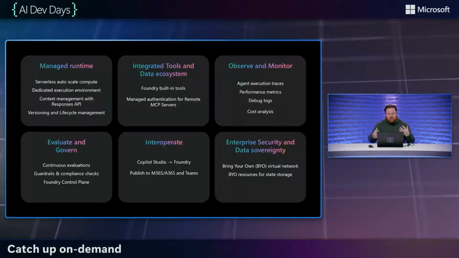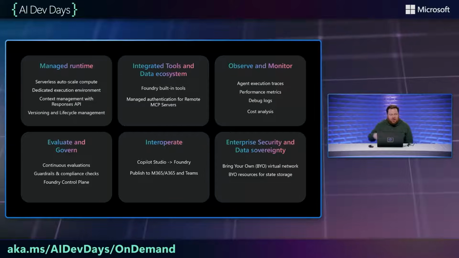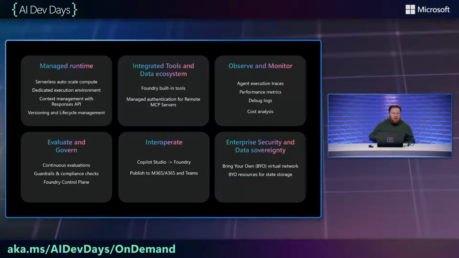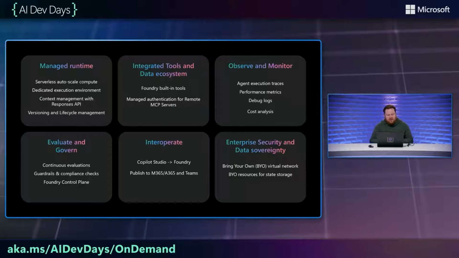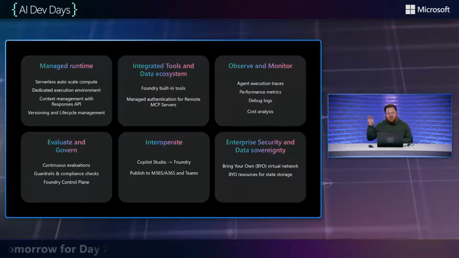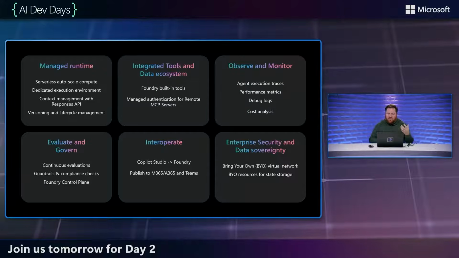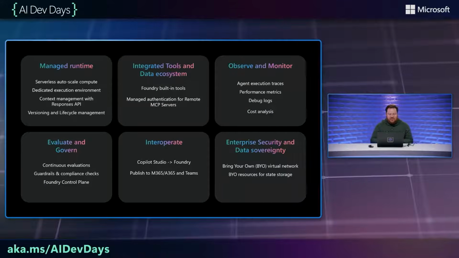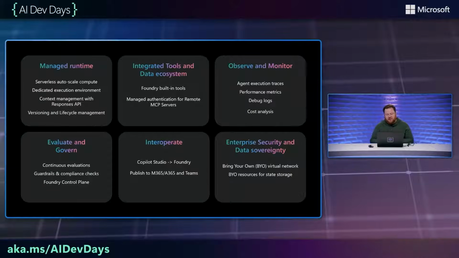Of course, you can observe and monitor your agent execution. You can look at your performance metrics, your debug logs. You can do a cost analysis within Foundry. You can do continuous evaluation of your agent systems. You can see how they're performing over time. You can use the guardrails that are built into Foundry and the compliance checks. And you can see all your agents in the Foundry control plane.